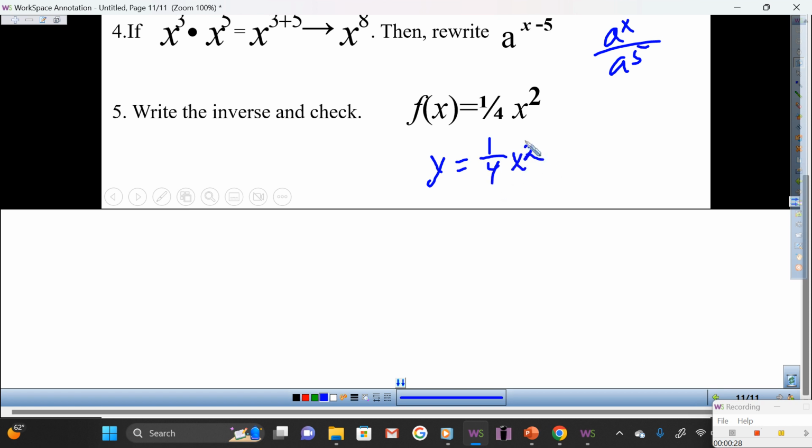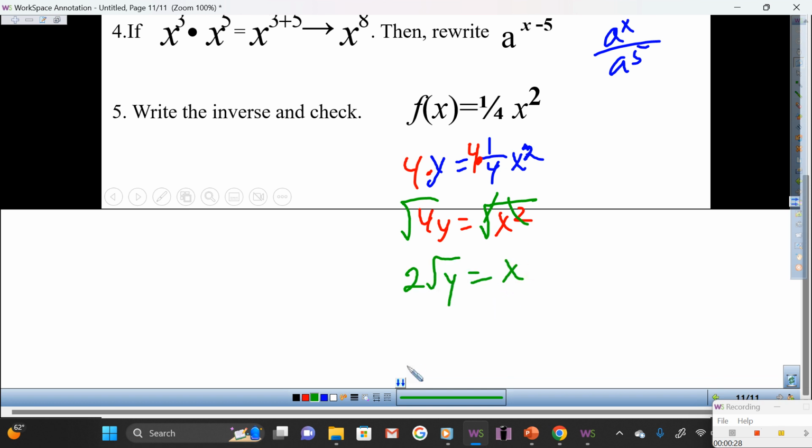Come on. Let's go. From there, we need to solve for x, which means I need to get rid of this 4 times 4 times 4. You end up with 4y equals x squared, because 4 times 1/4 is 4 over 4, which is 1. How do we get rid of this squared? Square root. This cancels that. We're left with square root of 4 is 2. Square root of y equals x.